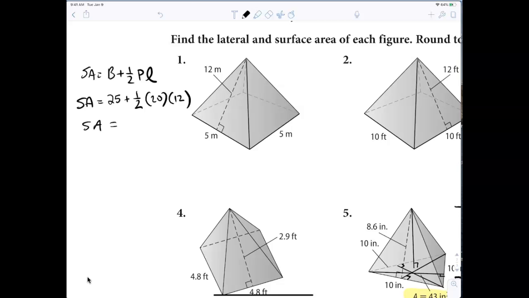145. Anybody else get 145? All right, but if you put 145, I'm going to mark it wrong. 145 what? Meters squared. I need the units.